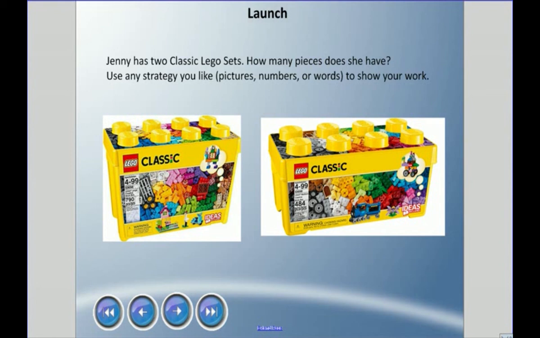And here we have Lego. Everyone loves Lego, right? Well, especially Jenny, and she has 2 classic Lego sets. Well, how many pieces does she have? I'd like you to use any strategy you'd like, pictures, numbers, or words to show your work.